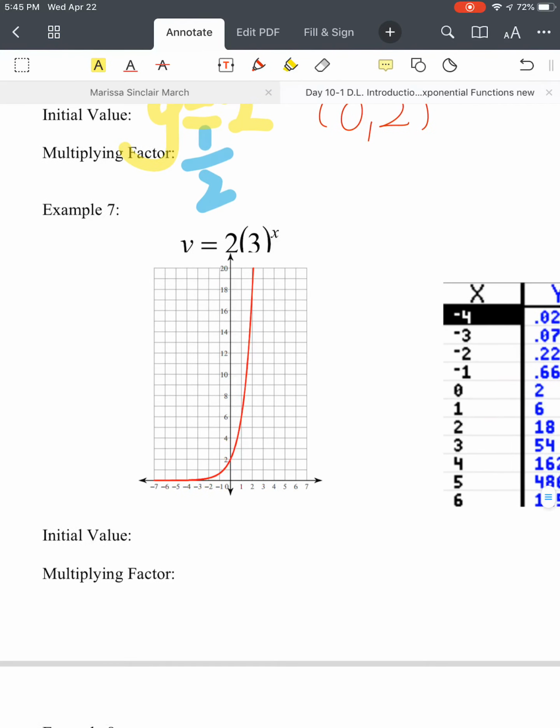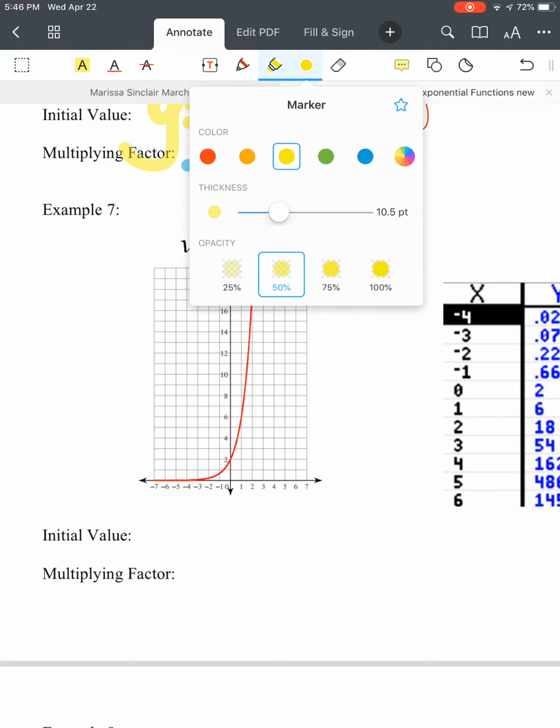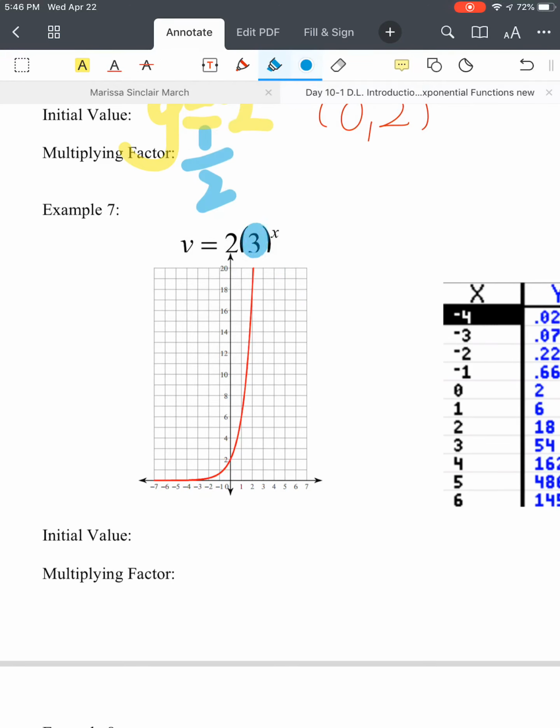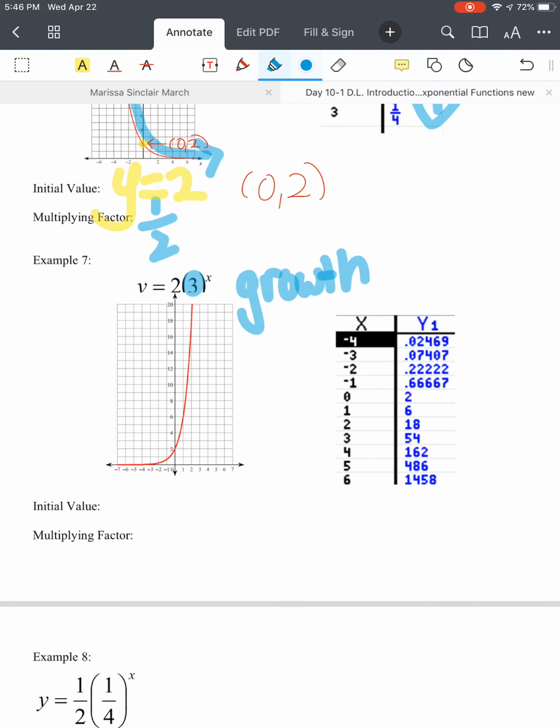Okay, in number 7, 2 times 3 to the x. That 3 inside the parentheses tells me that it is growth. When I look at my table, my y values are getting larger. 2, 6, 18, 54, 162. They're getting larger. And I'm multiplying by 3. That's why we say the multiplying factor is 3. 2 times 3 is 6. 6 times 3 is 18. 18 times 3 is 54.